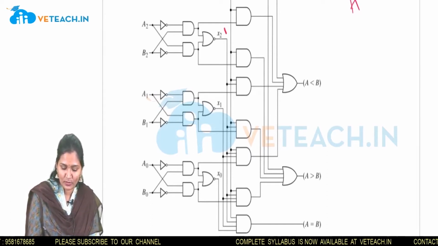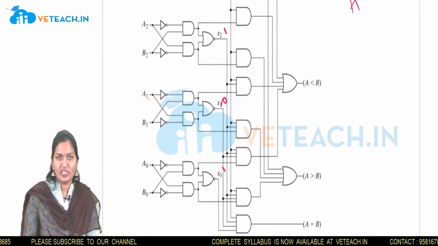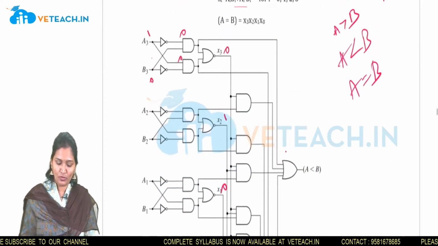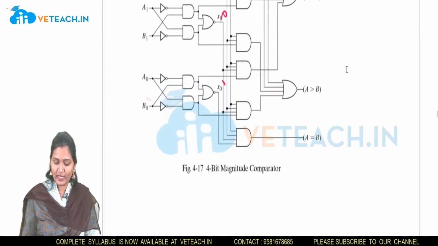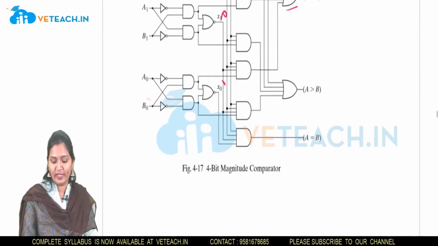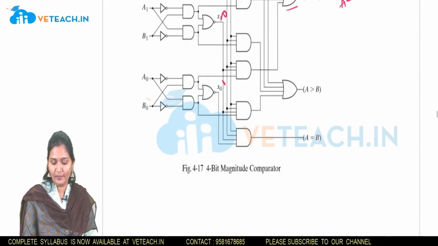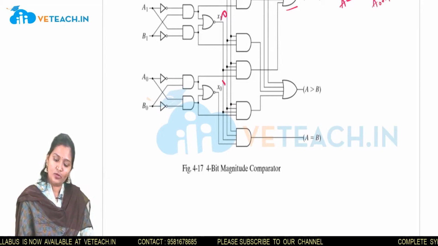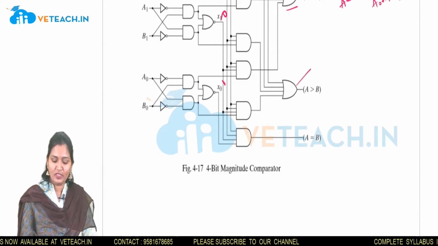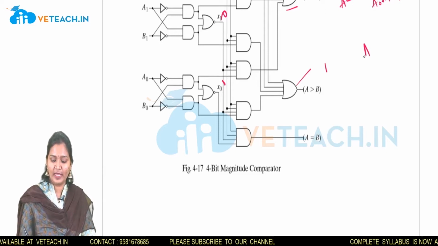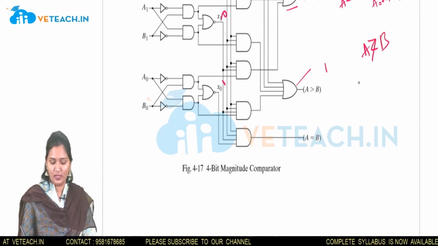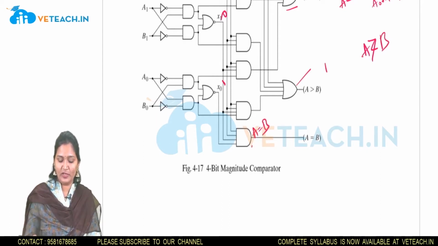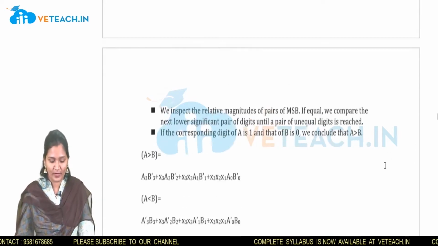So we will get each and every bit here, and all of these will be given to an OR gate. If this OR gate gives 1, then A is less than B, where the bits A0, A1, A2, A3 are compared. If both are equal, the output is measured for A equal to B. So this is the 4-bit magnitude comparator.